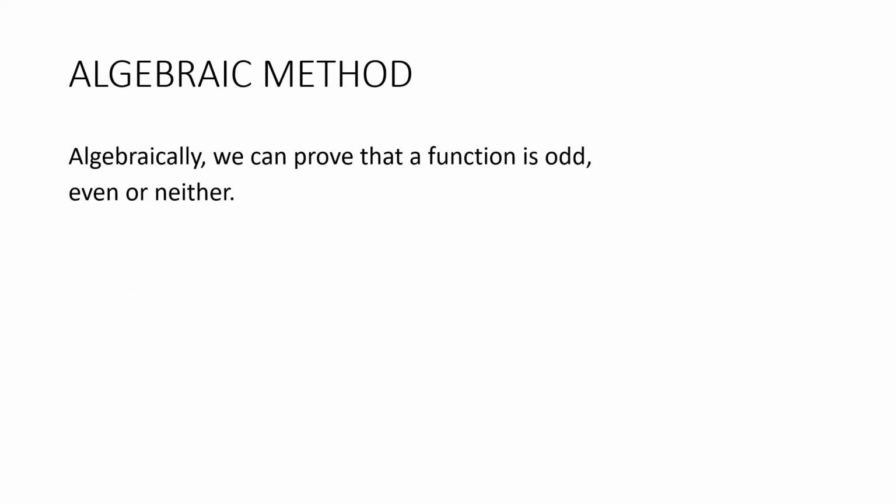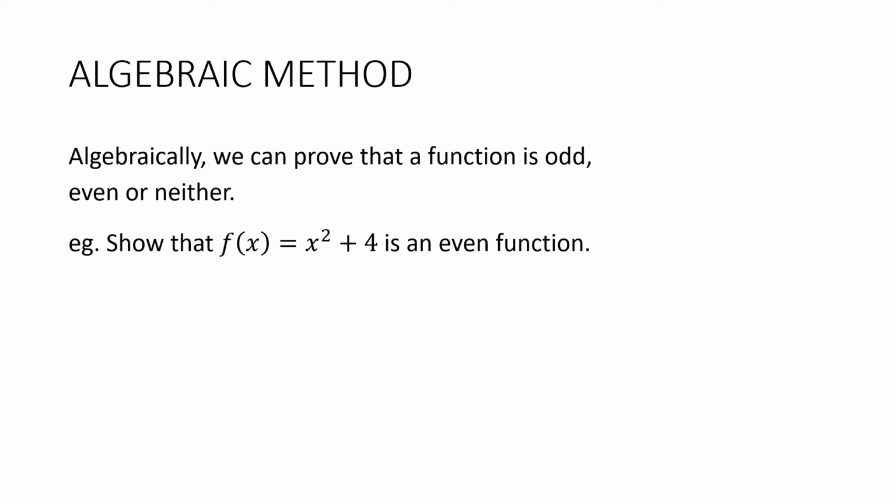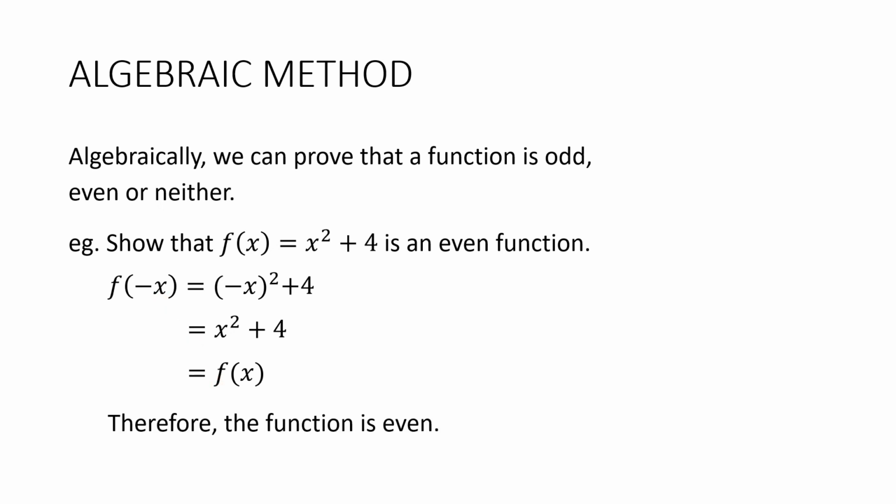Now we can also prove that a function is odd, even, or neither by using algebraic methods. Here's an example. All we do is substitute in negative x for x. So I've got f of negative x is equal to negative x all squared, don't forget your brackets, plus 4. Negative x all squared is positive x squared. So x squared plus 4, x squared plus 4. This is equal to f of x, and that's that condition for it to be an even function. So the function is even.